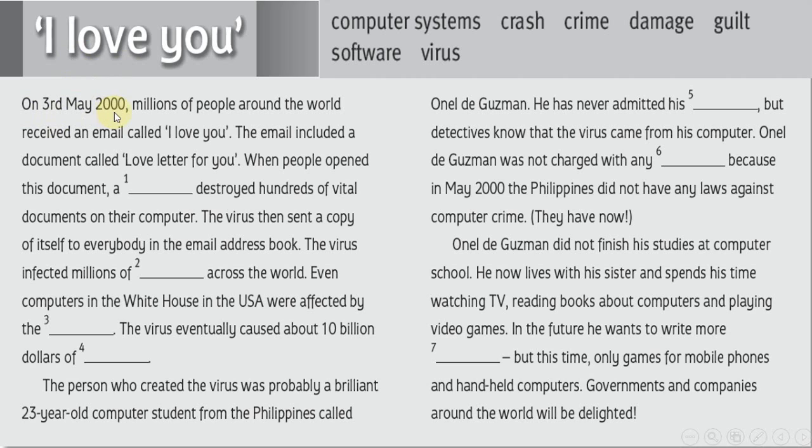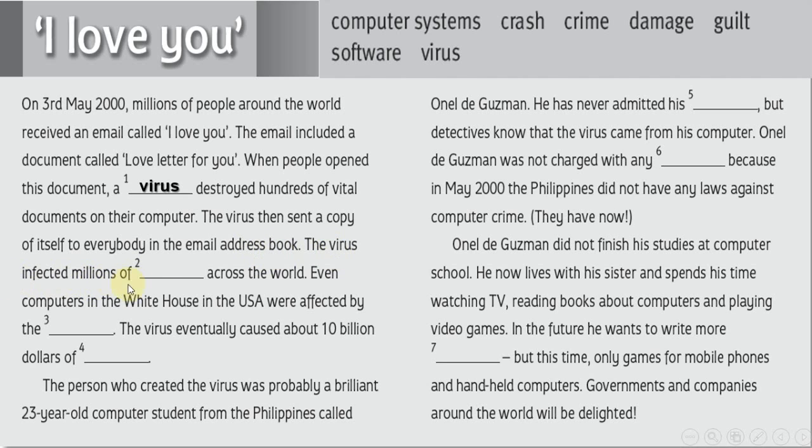On 3rd May 2000, millions of people around the world received an email called I Love You. The email included a document called Love Letter for You. When people opened the document, it destroyed hundreds of vital documents on their computer. طيب بإمكانك هون حبيبي توقف الفيديو وتكتب الإجابات وبعدين تقدر تشيك معي. So we may pause the video then check the answers with me. So here we have a virus that destroyed hundreds of vital documents. Okay. The virus then sent a copy of itself to everybody in the email address book.